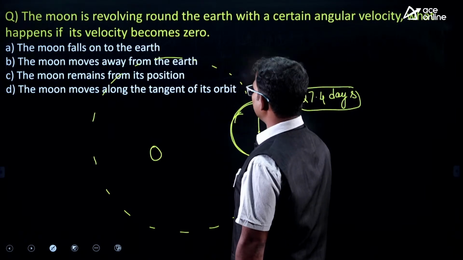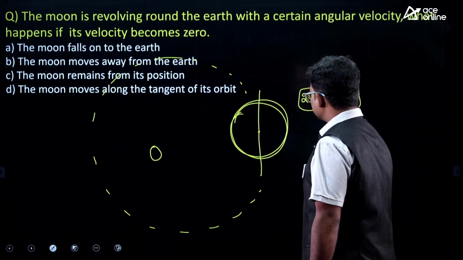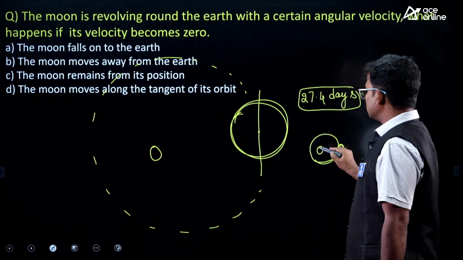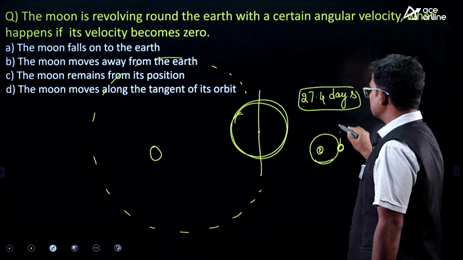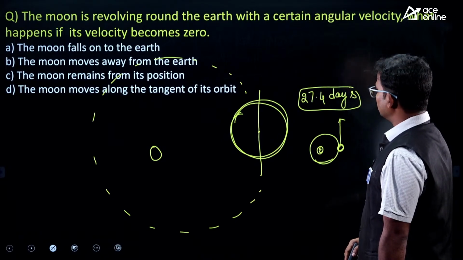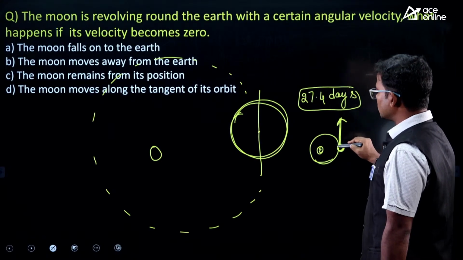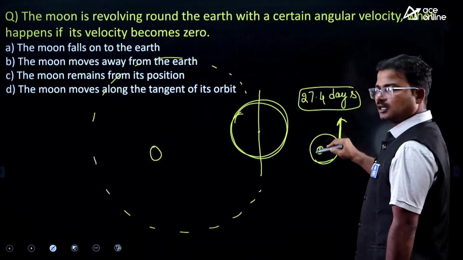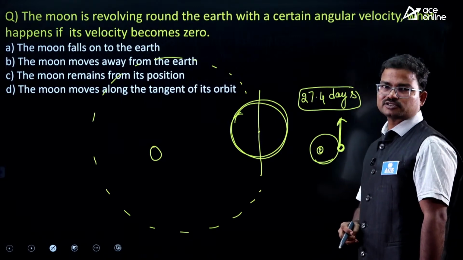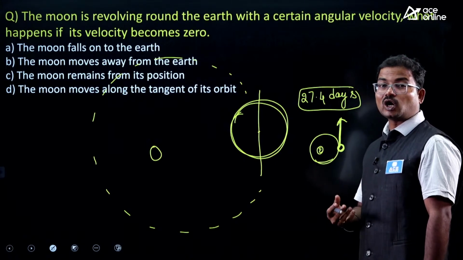Suppose the velocity becomes 0. Let's consider this is the orientation of the moon, and this is the earth. If the velocity becomes 0, it moves in a straight line, nothing but the tangent of the orbit. If the velocity were 0, it could not revolve around the earth. To revolve around the earth, it should exhibit centripetal force, meaning it should maintain at least some velocity. That is considered the orbital velocity.